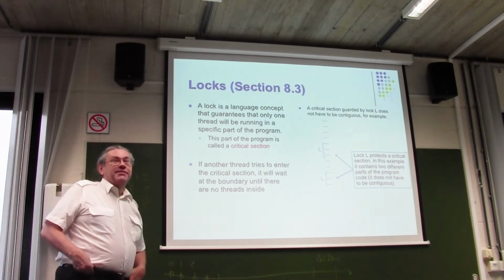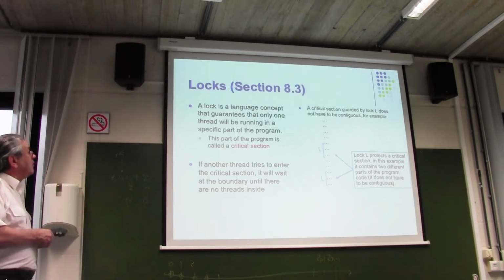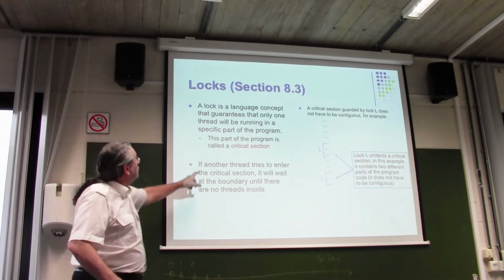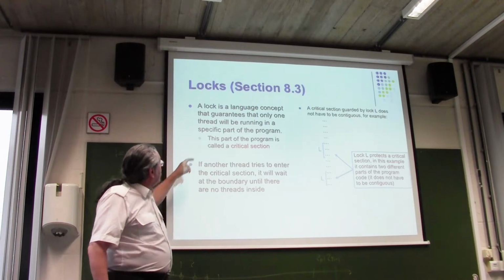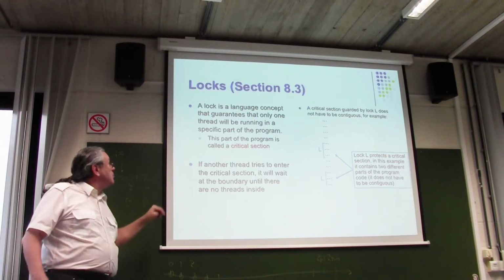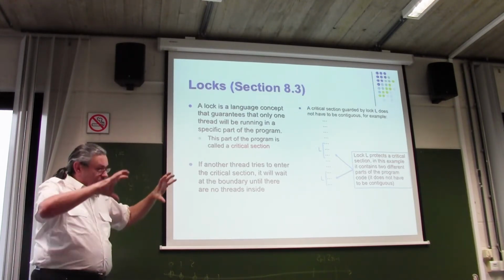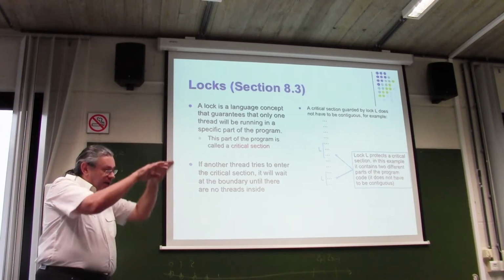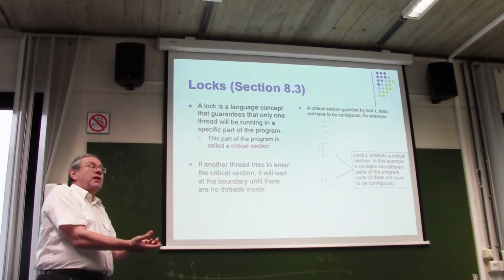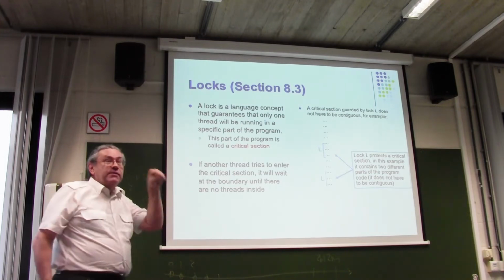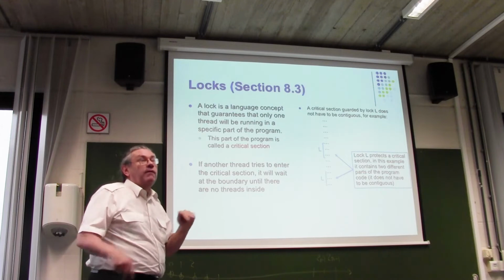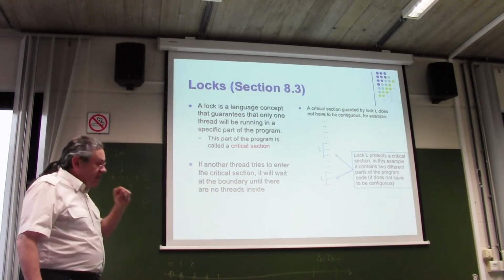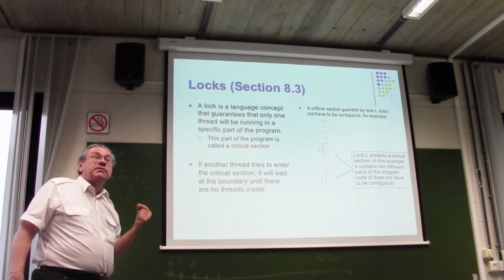Locks are the easiest thing, and it's very intuitive. It's a language concept. You see it in the programming language. Only one thread will be running in a specific part of the program. So you have a part of the program, and it's protected by a lock. And you're guaranteed that inside there will be only one thread at most, or 0, but never 2. That means, from the viewpoint of the programmer, it's atomic.